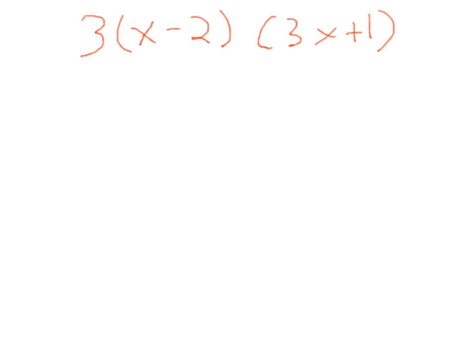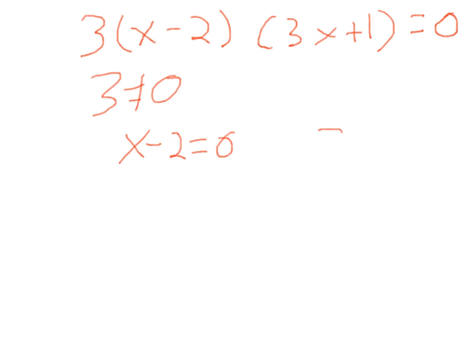Alright. Now we have 3 times x minus 2 times 3x plus 1. Now we're going to set these factors equal to 0. This is an important part of this because we're actually going to solve this equation now. Now, 3 does not equal 0. That's a common fact that most elementary school kids know. And so we don't need to set that to 0. We're just going to ignore 3 and leave it. It's not going to be troubling us the rest of the problem. So we're going to set x minus 2 equal to 0 and 3x plus 1 equal to 0.